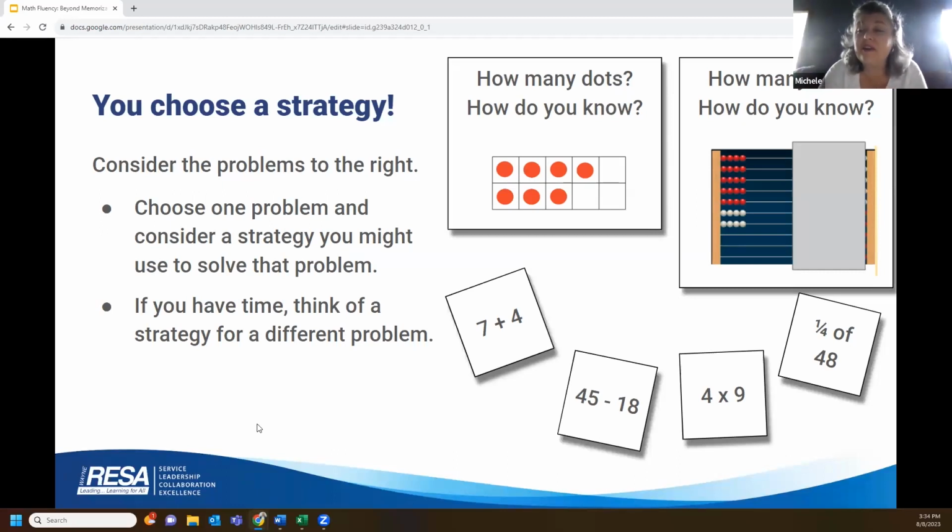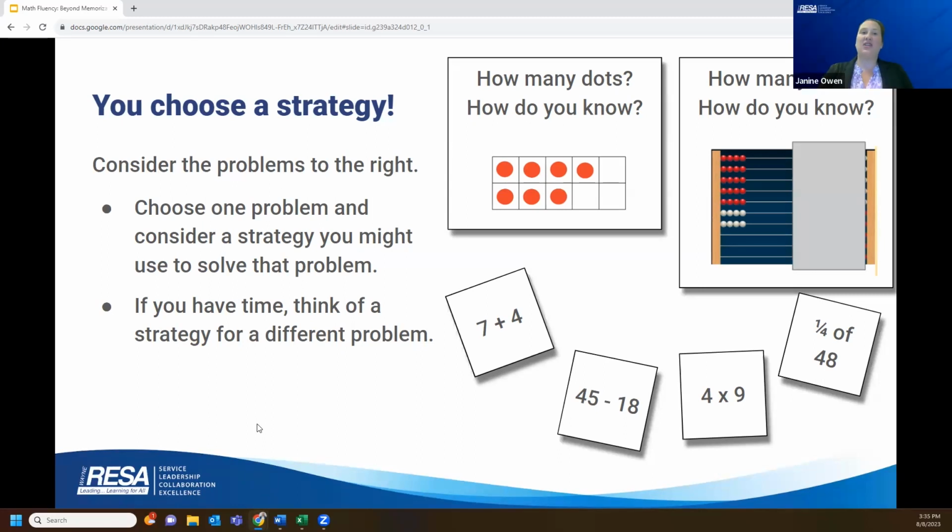Yes, go ahead. I know this would take a little bit longer or need to happen maybe a little later in the school year, but the 45 minus 18, I would do 45 minus 20 and then add back 2. So kind of teaching them to look for those groups of 10. I stress that a lot in my 2nd grade class.